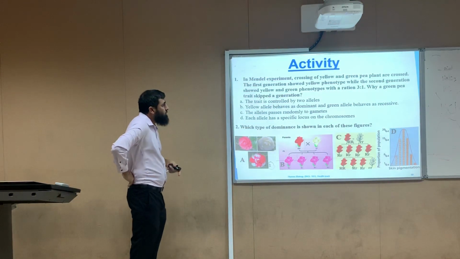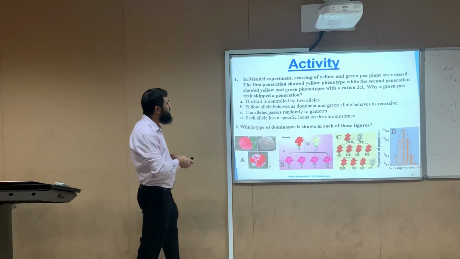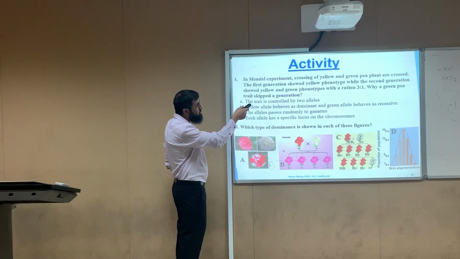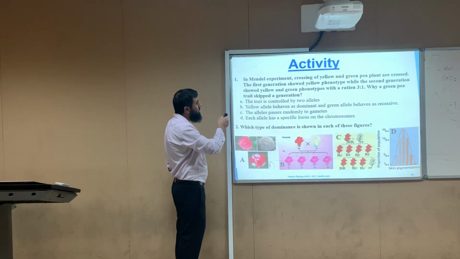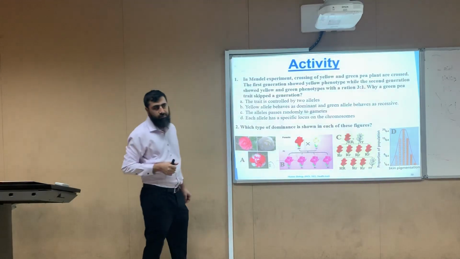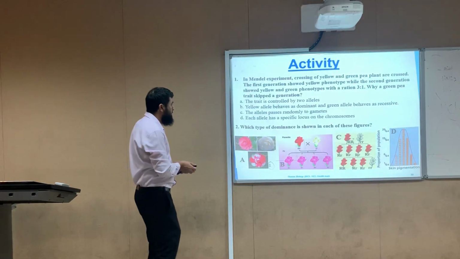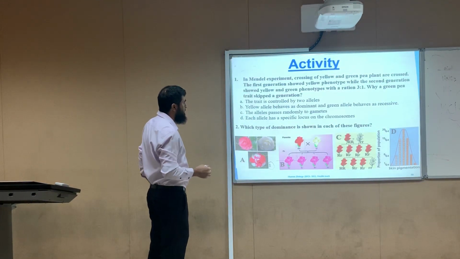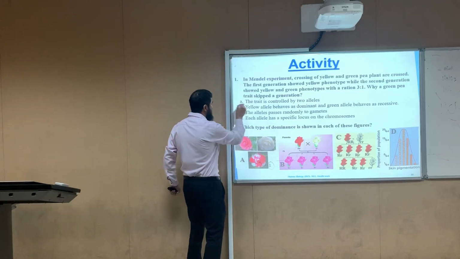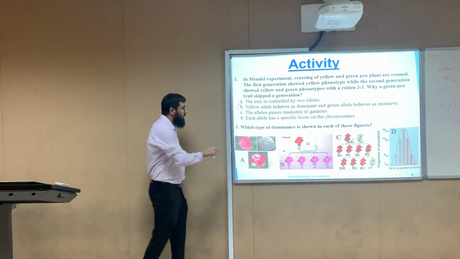All right, so let's answer these questions quickly, then we can go. So in Mendel's experiment, crossing a yellow and green pea plant, okay, the first generation showed yellow phenotype, while the second generation showed the yellow and green phenotype with a ratio of 3:1. Why did the green pea skip the generation? Because it's recessive. Yes. B. Yeah, B. Okay.